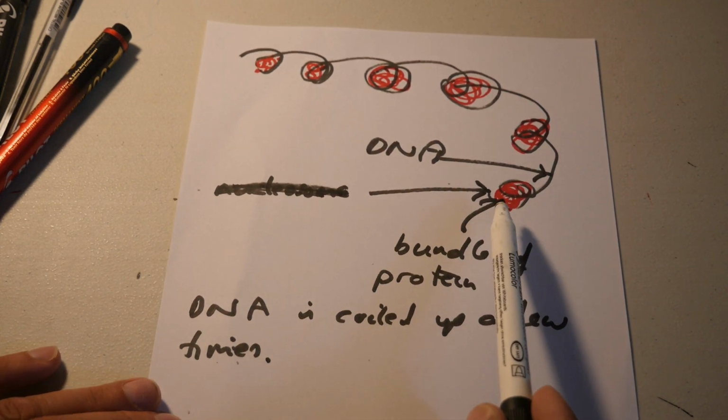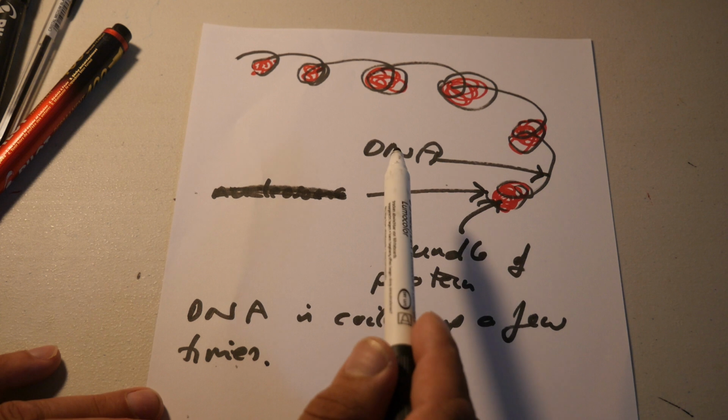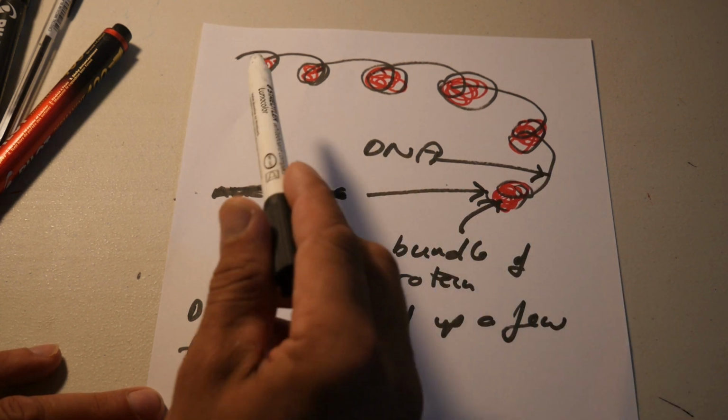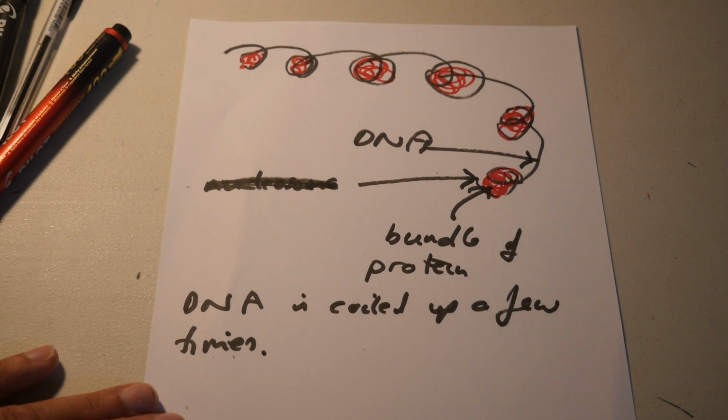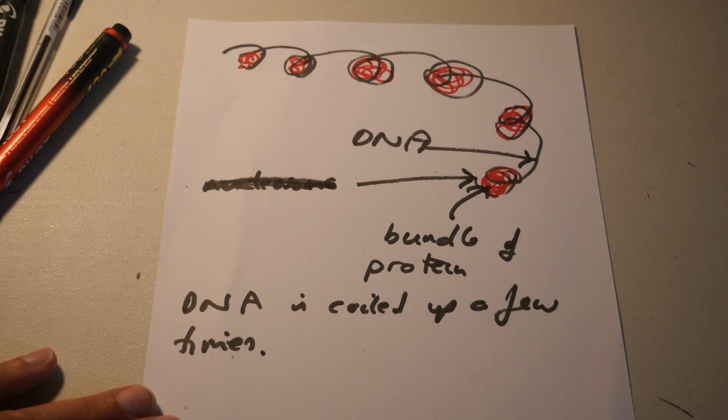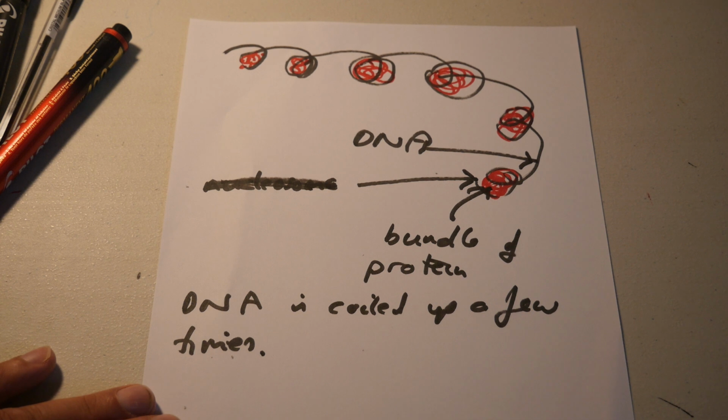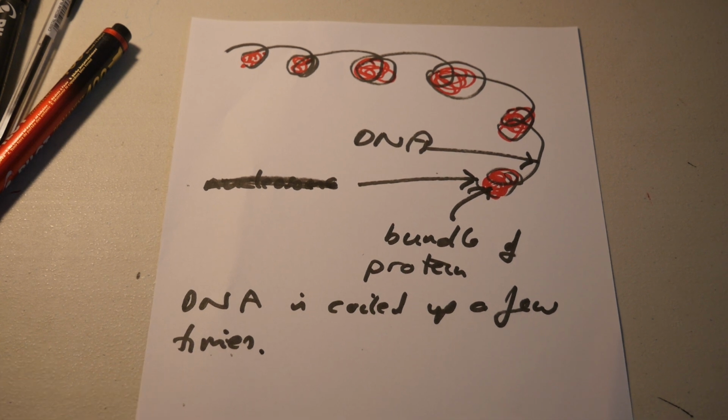Okay. There's actually several levels of coiling that go on, but yeah, they're coiled up like this, okay, and that's how it's packaged into the nucleus of animal and plant cells, which are eukaryotic cells.